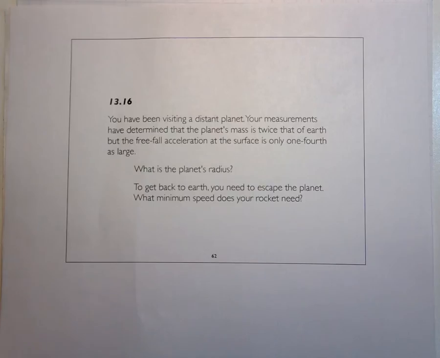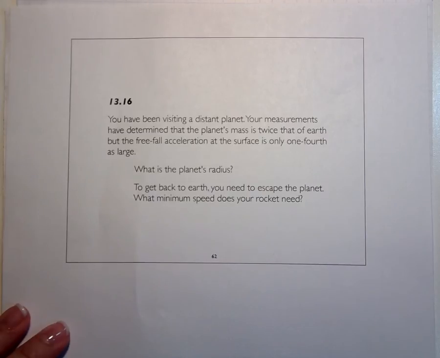So we're looking at chapter 13, problem number 16, and it says this. You've been visiting a distant planet. Your measurements have determined that the planet's mass is twice that of Earth, but the free fall acceleration at the surface is only 1/4 as large. What is the planet's radius? Also, to get back to Earth, you need to escape the planet. What minimum speed does your rocket need to do this?